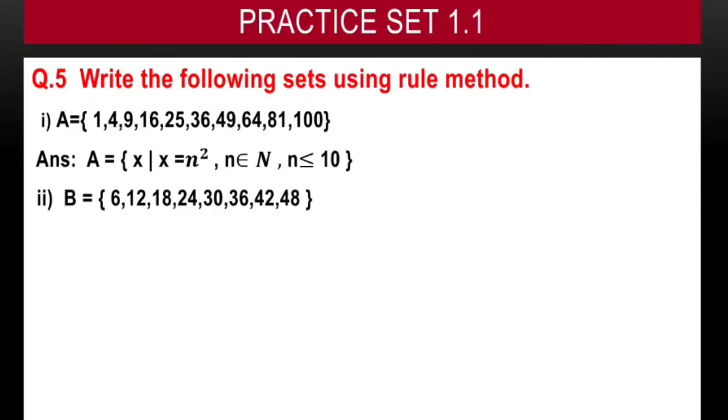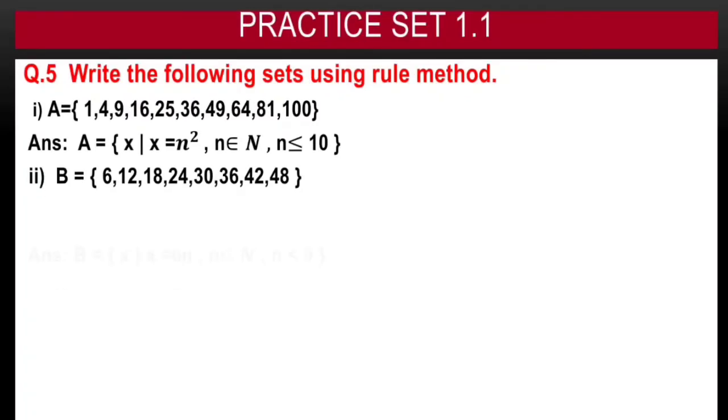Now the second example is B is equal to, in curly brackets, 6, 12, 18, 24, 30, 36, 42 and 48. All these numbers are multiples of 6. So how can we write this in the rule method? B is equal to, in curly brackets, x such that x is equal to 6n. 6n means a multiple of 6. Now n belongs to natural numbers. All numbers are positive numbers.